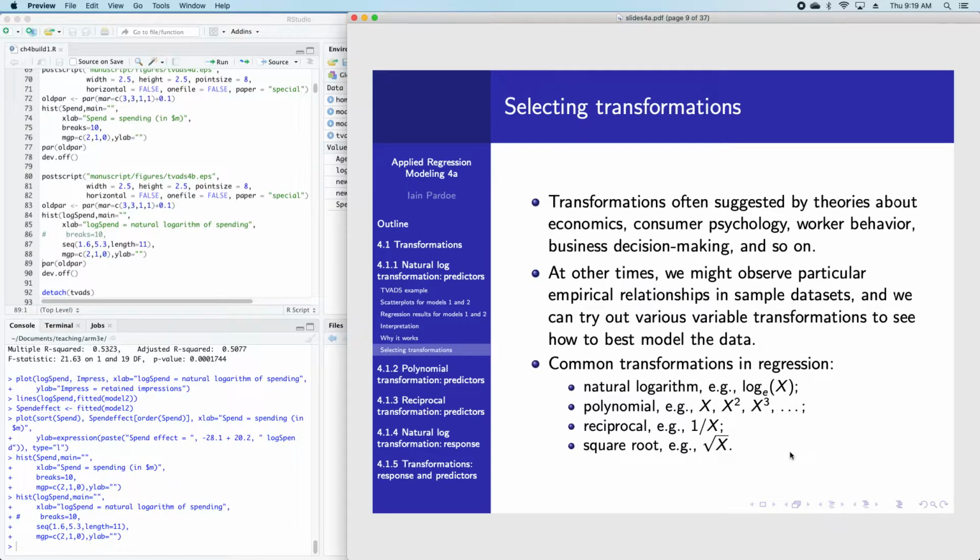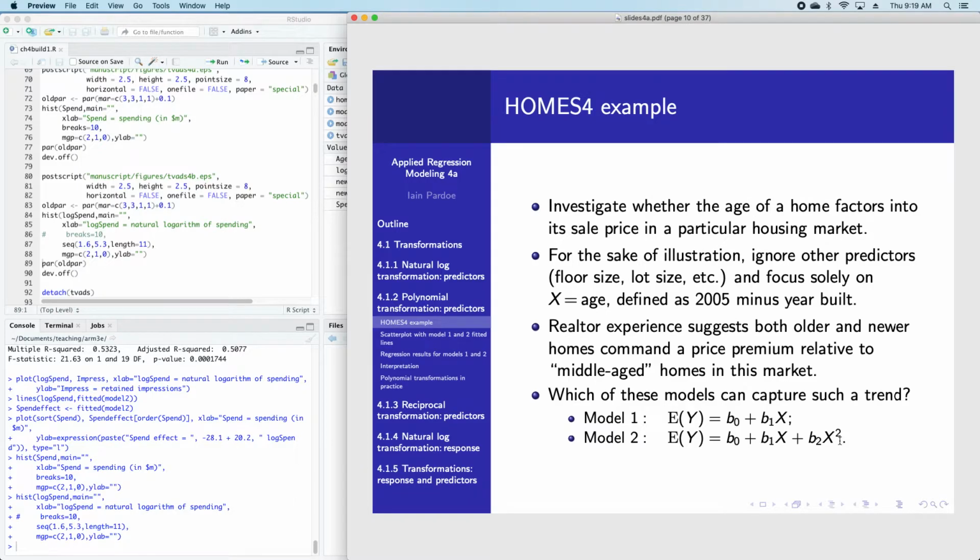Pretty much any mathematical function you can think of is possible, and so there are other transformations that are not quite as common as these, but that you will see.